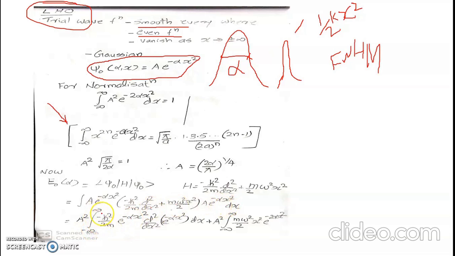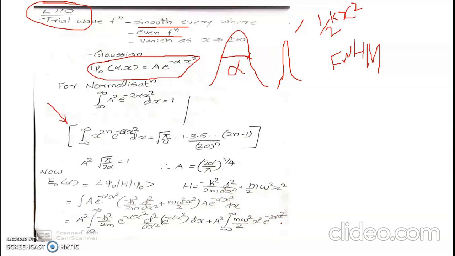A square, integral minus infinity to infinity, minus h bar square by 2m constant, e raised to minus alpha x square, d square by dx square of e raised to minus alpha x square dx, plus again A square integral minus infinity to infinity, m omega square by 2 is also constant. Okay, I take it out of the integral in the next step. e raised to minus alpha x square into x square into e raised to minus alpha x square. I need not account for any commutation because it's simply x square, so I can multiply e raised to minus alpha x square with e raised to minus alpha x square. Make it say x square e raised to minus 2 alpha x square.